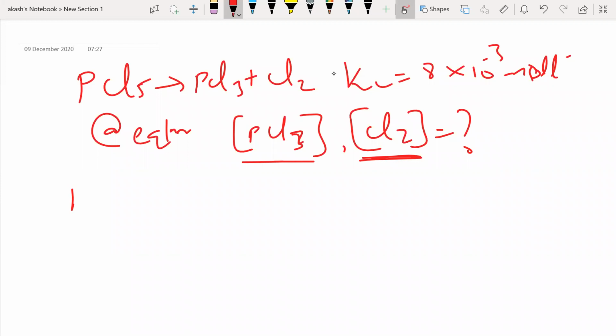I'll write the reaction again, guys. PCl5 giving PCl3 plus Cl2. See, whenever an equation is given to you and they ask for the equilibrium concentration, the equilibrium constant, or percentage of reaction completion, the main thing you're going to do is draw the equilibrium table. At initial time t equals 0, they had some value of PCl5. Let me assume that there is 100%.